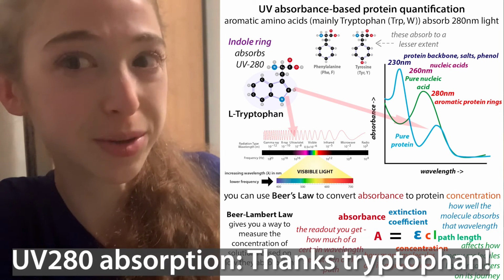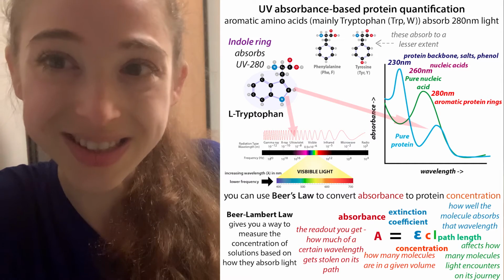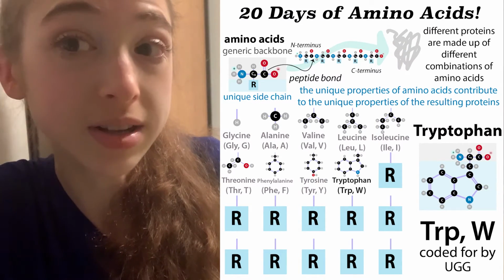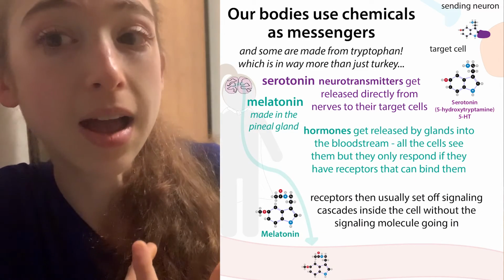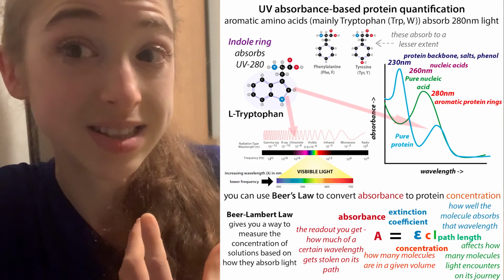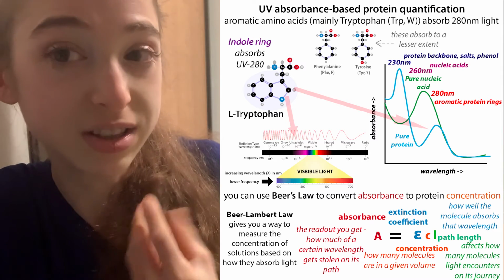I'm a huge fan of tryptophan. Why? It absorbs UV. This allows us to see protein. So the amino acid tryptophan is a key component of proteins as well as a precursor to some hormones like melatonin and serotonin. What happens is that tryptophan also has this special property called resonance or electron delocalization.